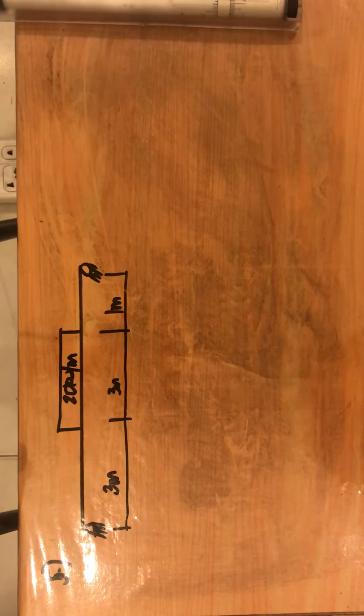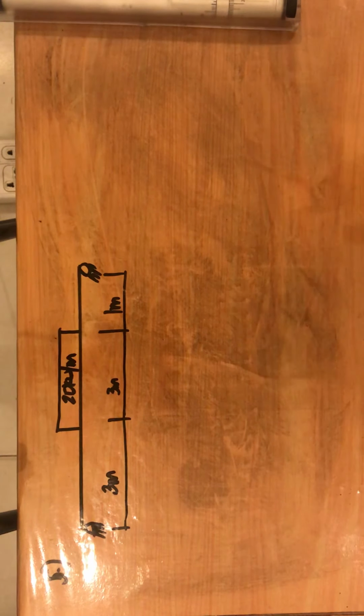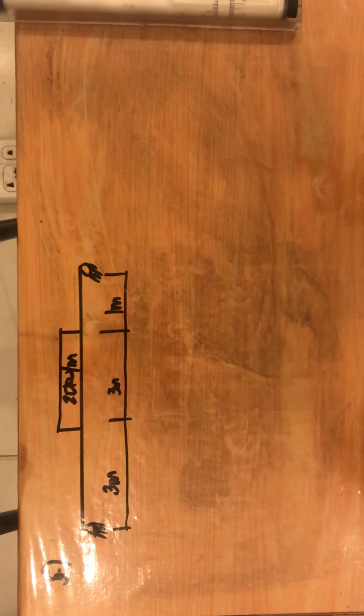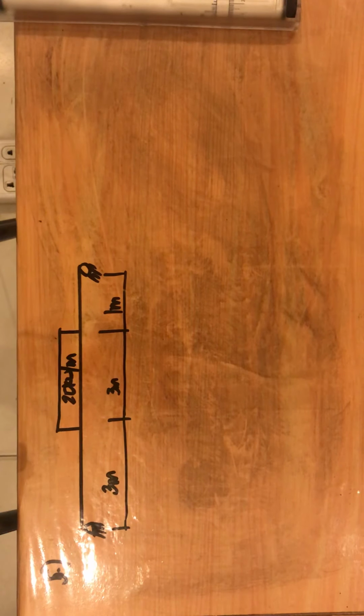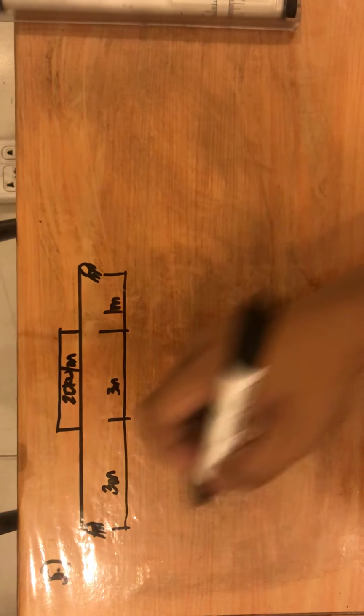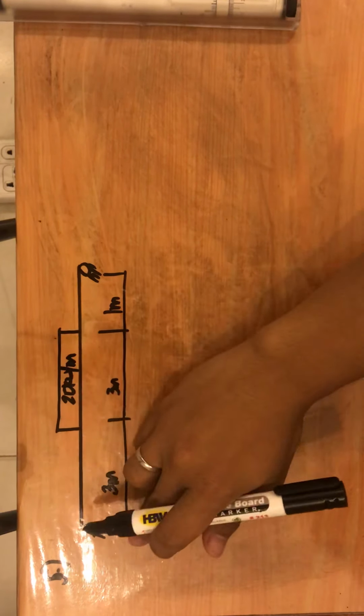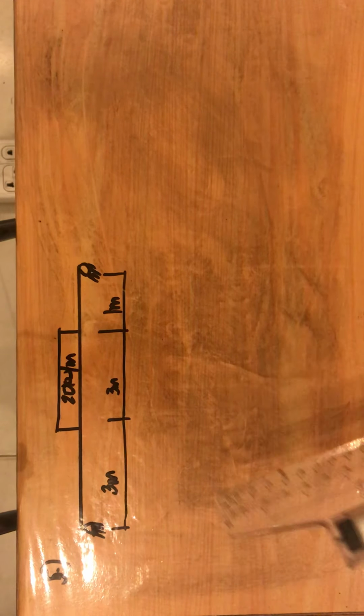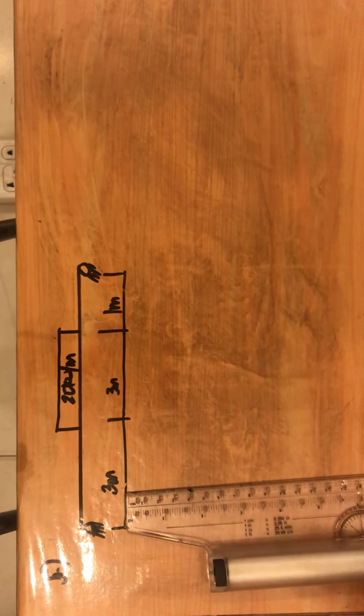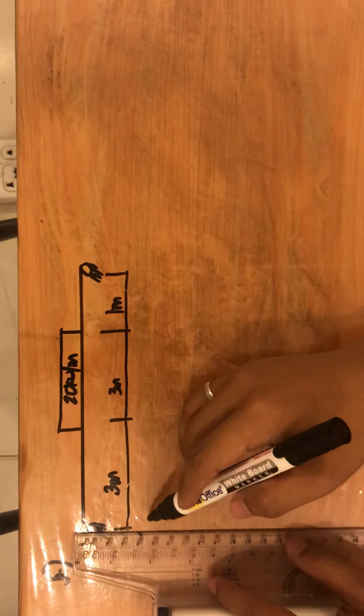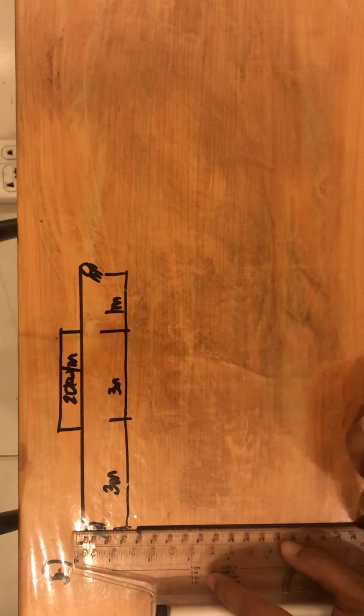For problem number 5, draw the shear and moment diagram of the beam shown. We have a gravity load equivalent to 20 kilonewton per meter for a span of beam equivalent to 7 meters, so the total length natin is 7 meters. So draw natin yung shear and moment diagram, and determine na din natin yung maximum shear and moment of the beam.